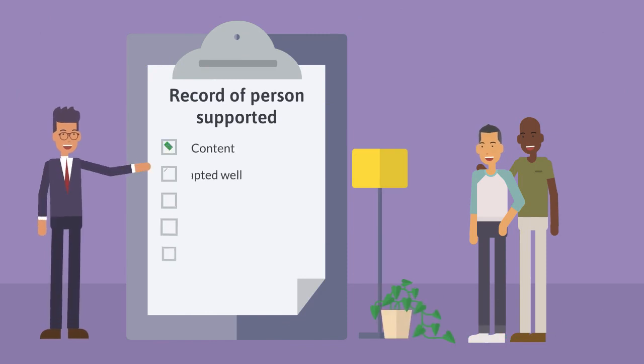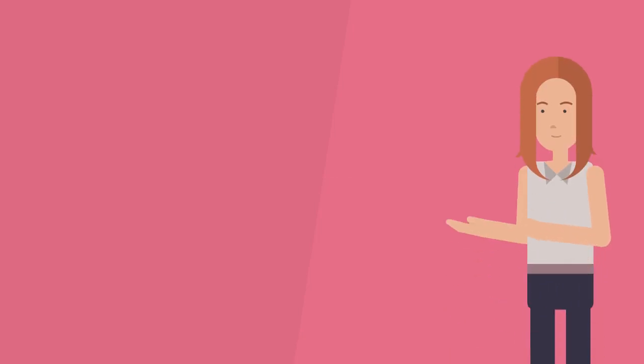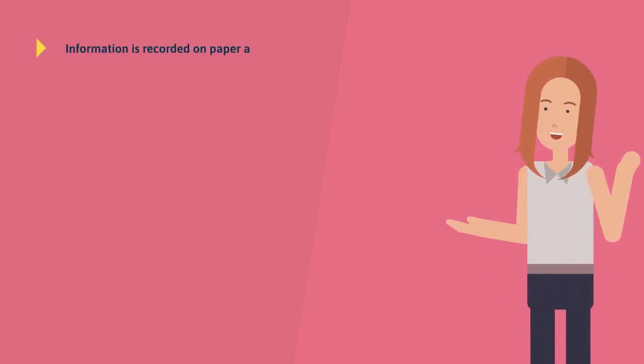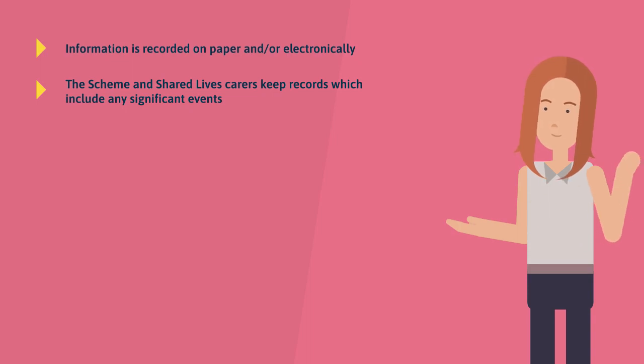Wherever possible, shared lives workers and shared lives carers will involve the person and/or their representative in what is being recorded about them and will discuss and show it to the person at the time. Key actions around record keeping include that information is recorded on paper and/or electronically. The scheme and shared lives carers keep records which include any significant events.